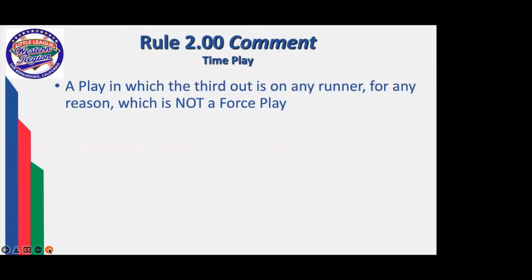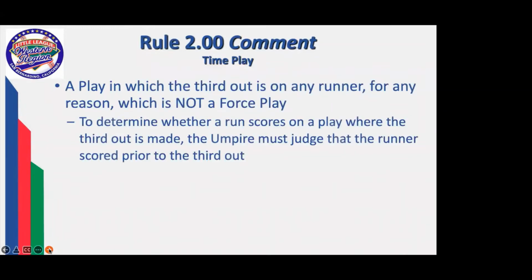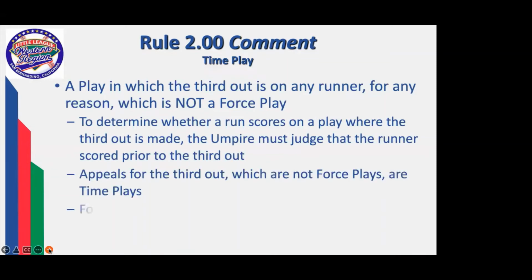Now, there are 3 situations which we're going to cover under definitions, which are not in Rule 2 in the rule book, but are equivalent to definitions that we need to use. The first off is time play. A play in which the third out on any runner is made for any reason, which is not a force play. To determine whether a run scores on a play where the third out is made, the umpire's got a rule that the runner scoring beat the tag for the third out. Appeals for the third out, which are not force plays, are time plays.